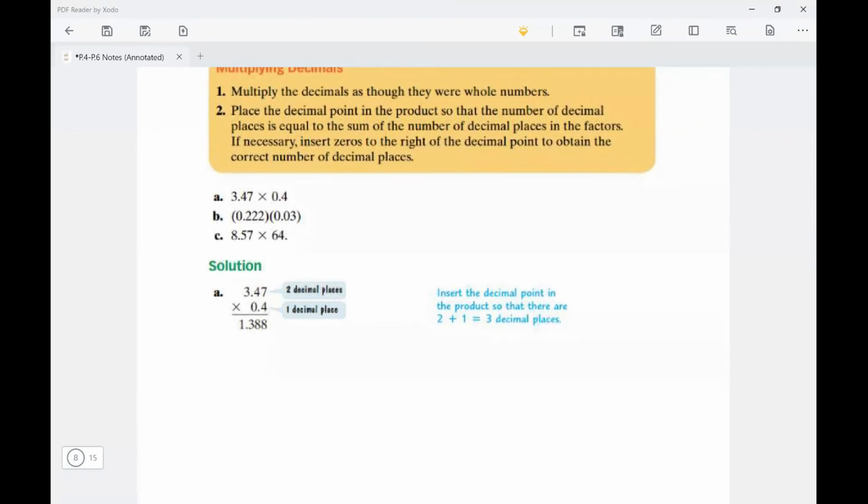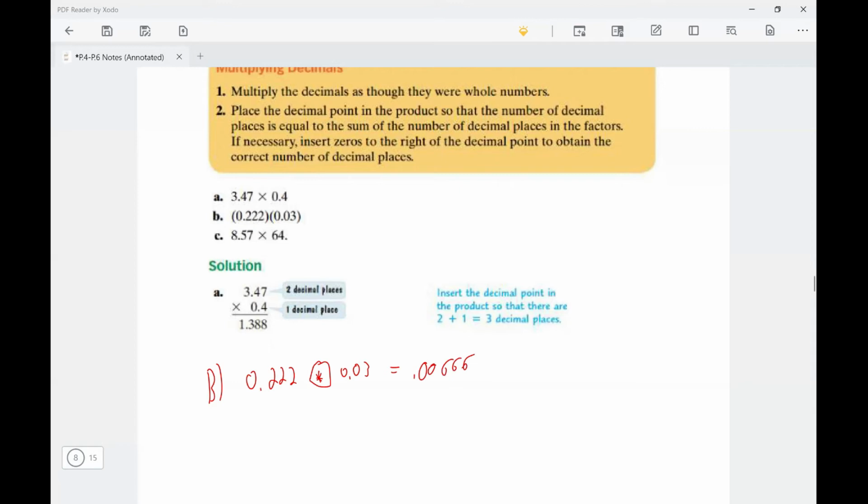So what I'm going to recommend doing instead is using your calculator to multiply these out. I will do one example here with the calculator. I'll use part B. What I would write in my calculator is 0.222, then the multiply button, and then I would multiply that by 0.03. If we multiply those two numbers together and press enter, you should get 0.00666.